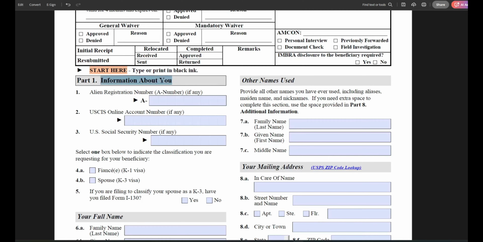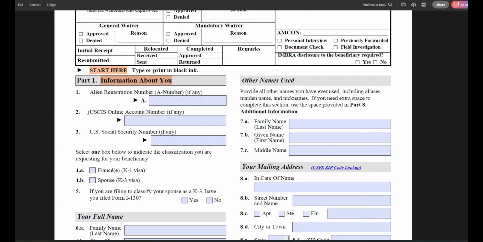First, information about you, the petitioner, the US citizen who wishes to petition their fiancé. Provide your alien number if you have one. If, for example, you are a naturalized US citizen, you will still have to provide your alien number here. If you were born in the United States, you do not have an alien number and you can simply leave it blank. Provide your USCIS online account number.